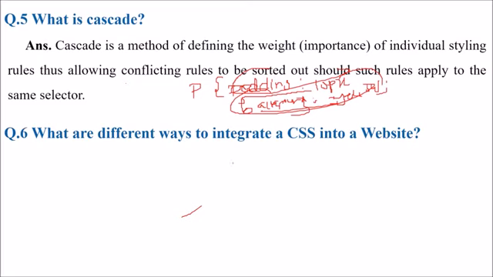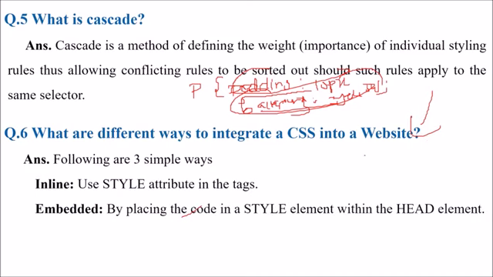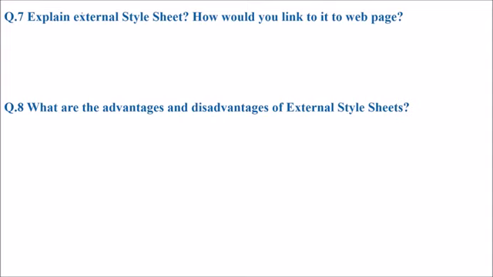What are different ways to integrate CSS into a website? We'll be talking about this a lot, twice or thrice. But basically there are three ways. You can use a style attribute in the tags, or place the code in a style element within the head element, or you can have an external file and link it via a link element. We'll talk about this. Don't worry if you don't understand.